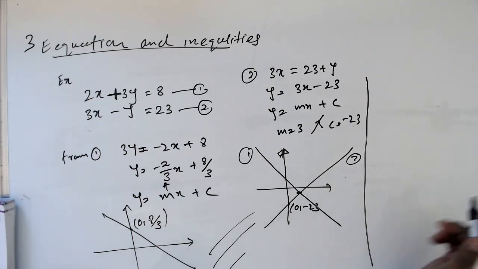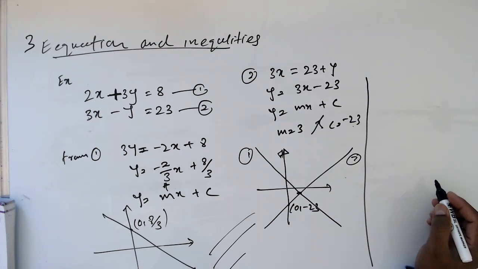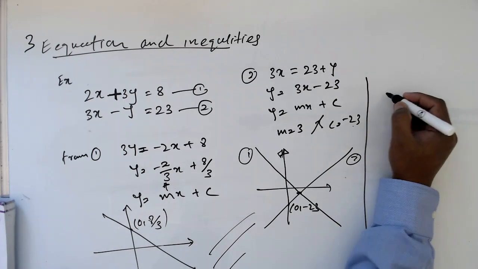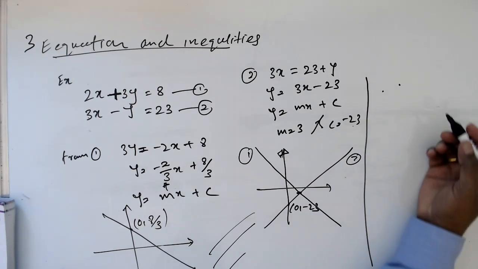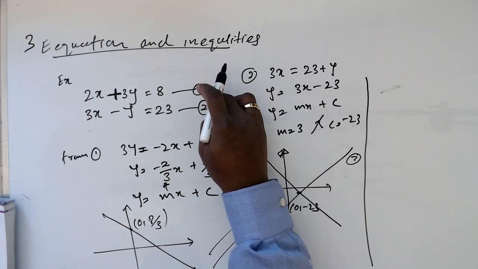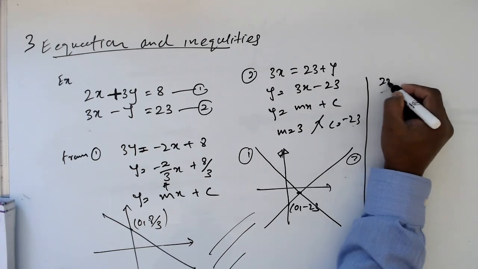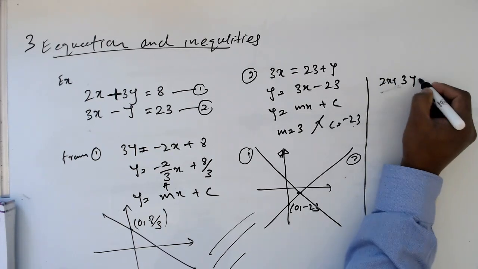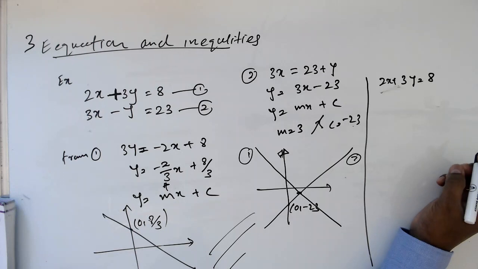Now, to draw a line, how many points do you need? You need a minimum of 2 points, and 2 points is enough. To draw equation number 1, 2x plus 3y equals 8, I need 2 points.